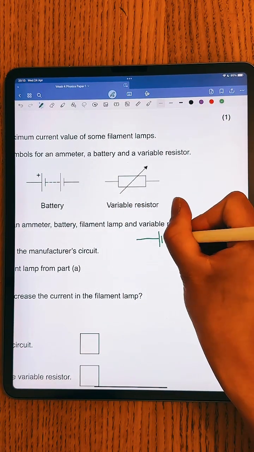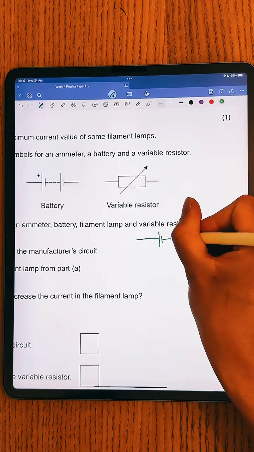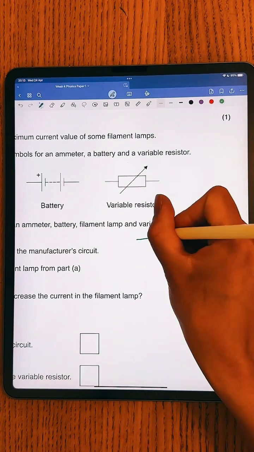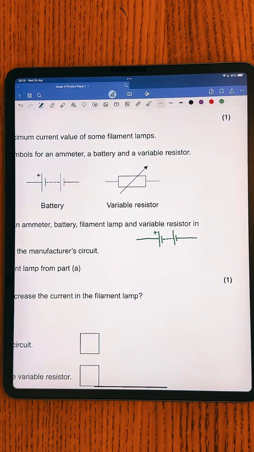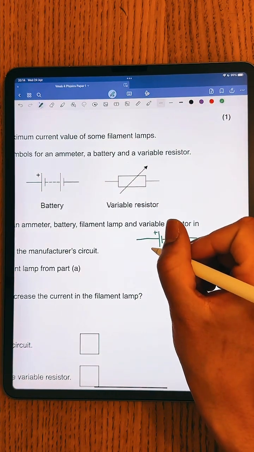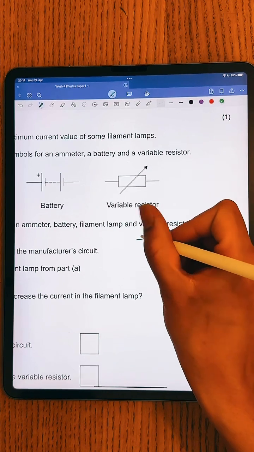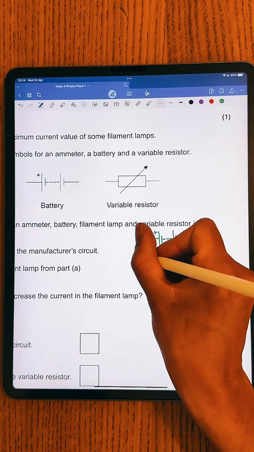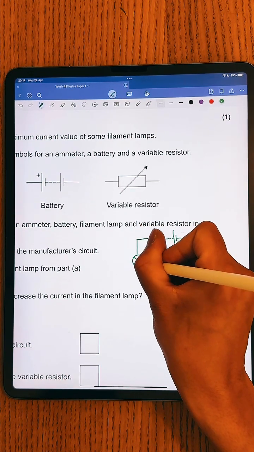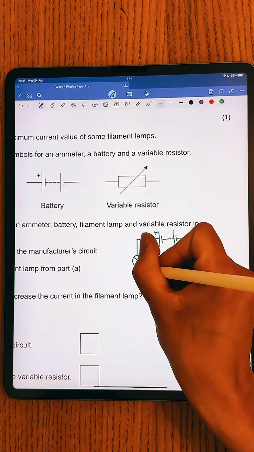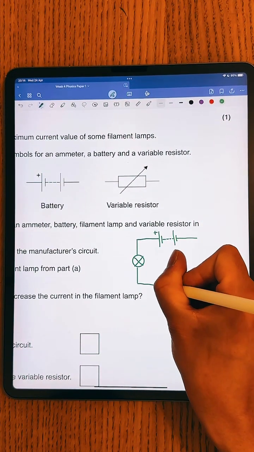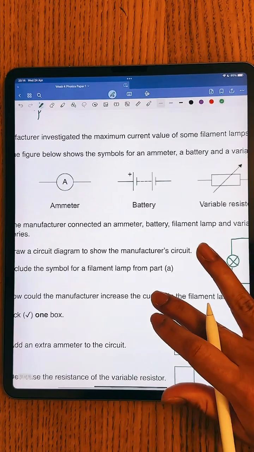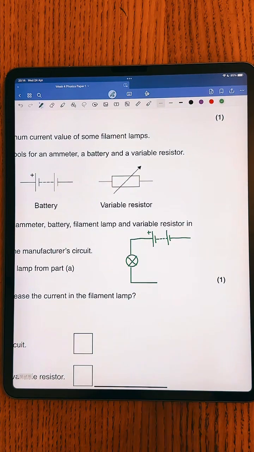What does in series mean? Can anyone tell me what series means? There's our battery, little plus symbol. Series means they're all on one loop. Well done. So we've also got a filament lamp. Let's add that in next. We've also got an ammeter and a variable resistor.